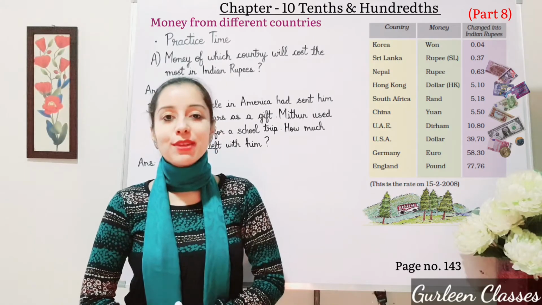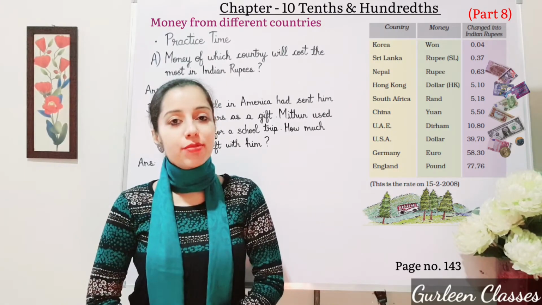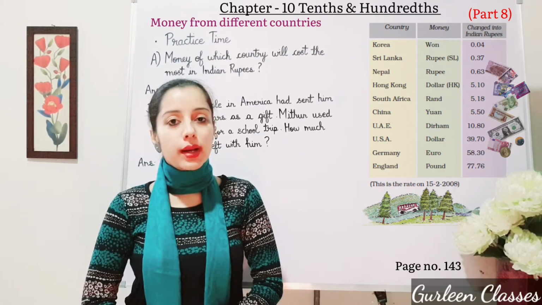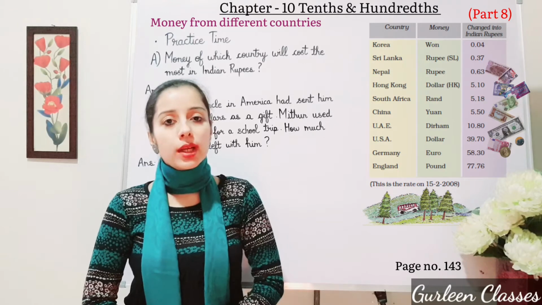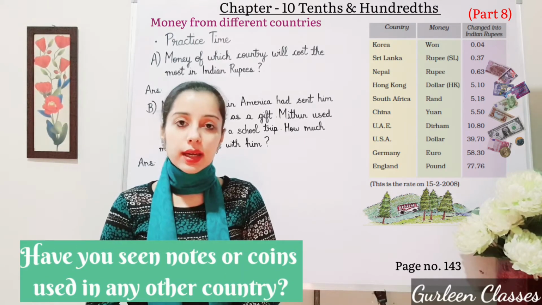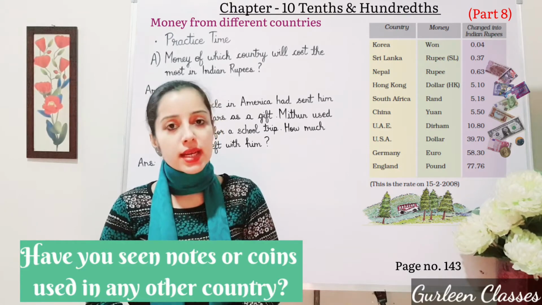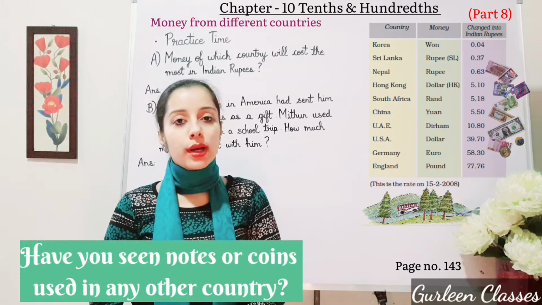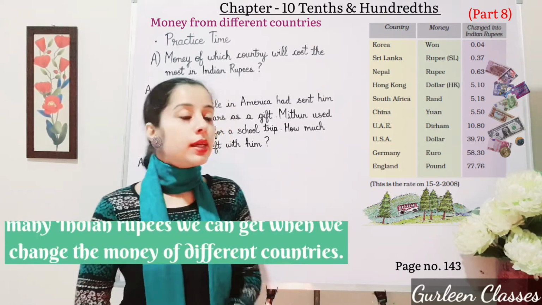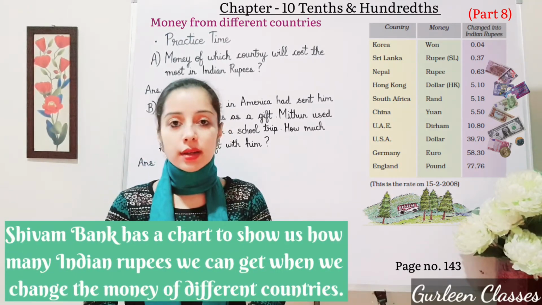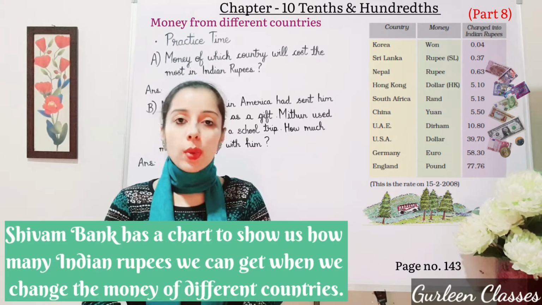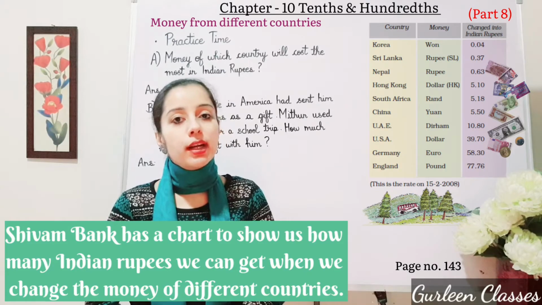So let us start with the first topic of today, money from different countries. This topic is there in your book, page number 143. Now the question is, have you seen notes or coins used in any other country? If you ask me, yes, I have seen notes and coins used in America and Australia. Next question, Shivam Bank has a chart to show us how many Indian rupees we can get when we change the money of different countries.